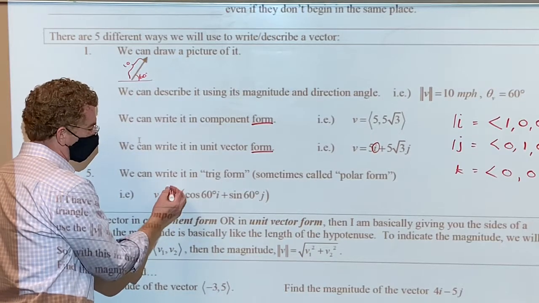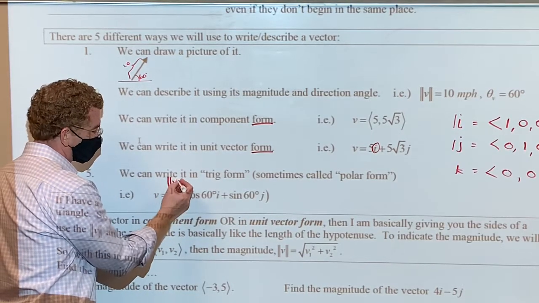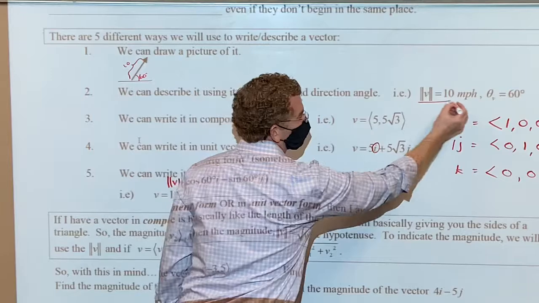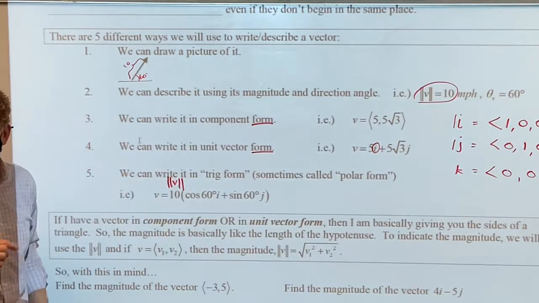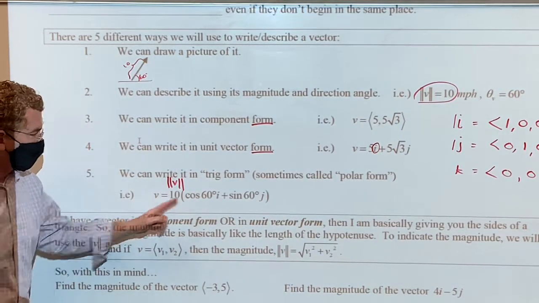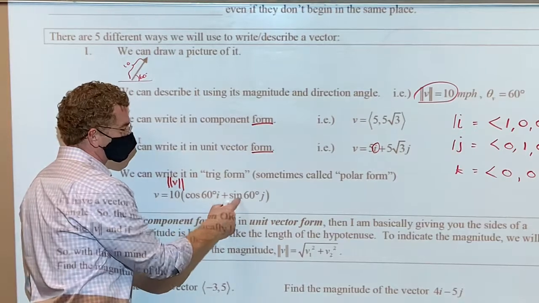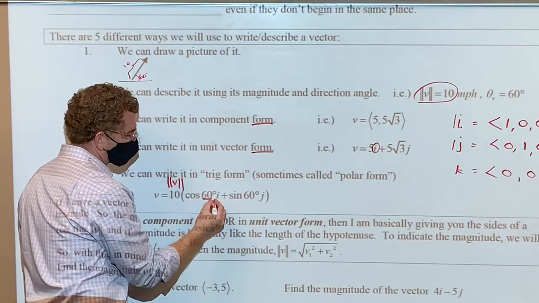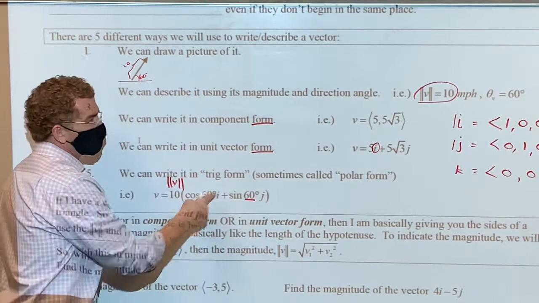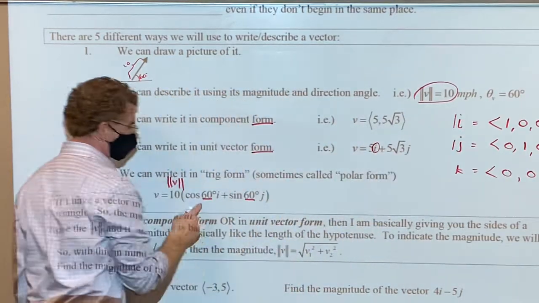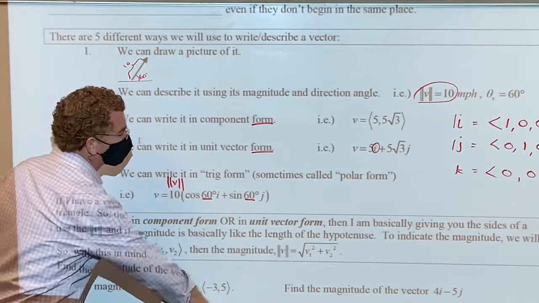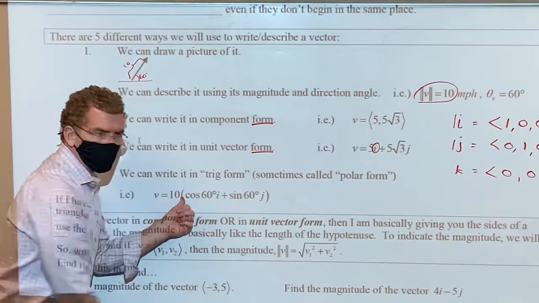This would be what we call the magnitude of the vector, right? That's the magnitude. That's how fast I'm going or how strong the force is. And then I have cosine theta i plus sine theta j. Cosine theta and sine theta, that would be the angle of the vector that goes in right here. Well, if you look at this, this is called trig form.